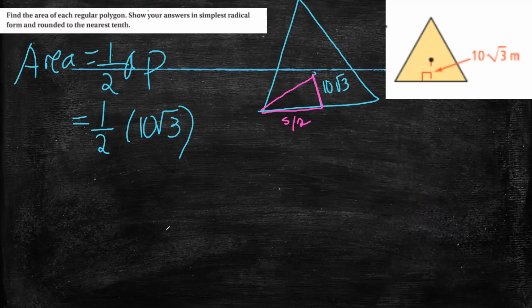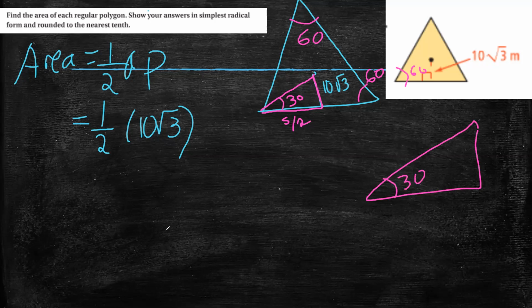And then, since it is a regular polygon, that means all the sides are equal. Since all the sides are equal, it will be an equilateral triangle, so 60, 60, 60. Half of them will be 30. So now I wrote everything related to this triangle. This is 30, this is s over 2, and this is 10 square root of 3. Is it clear?